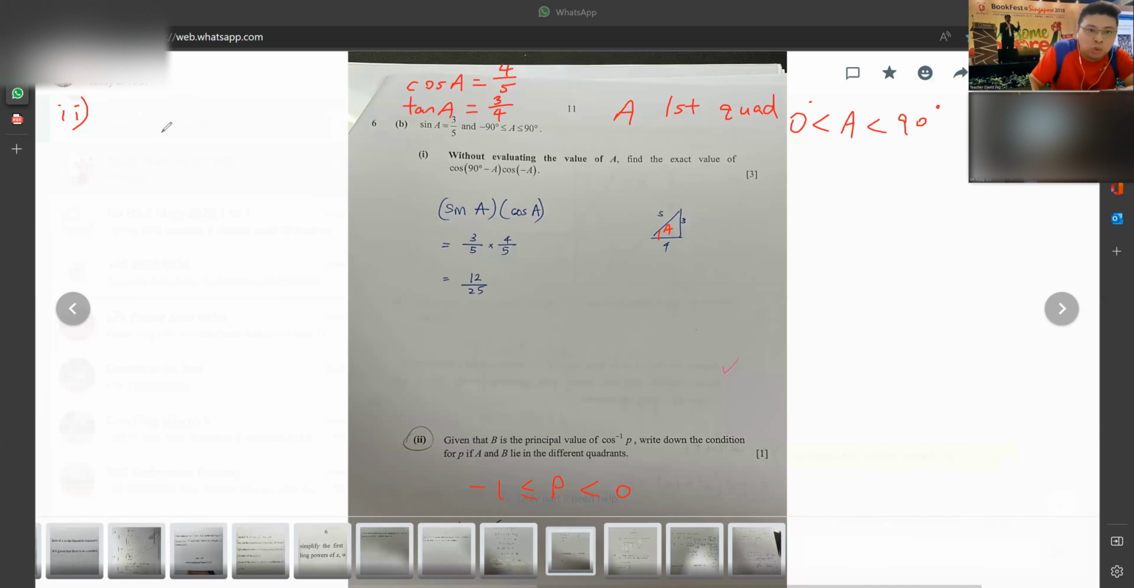So your B is equal to cosine inverse P, right? So your cosine B is your P. Because B is a principal value, correct? They say B is the principal value, and principal value means it's the answer you get on the calculator. So this will be cosine inverse. So B is between 0 to 180, based on the definition of principal value. So you can establish that your B lies between 0 to 180.